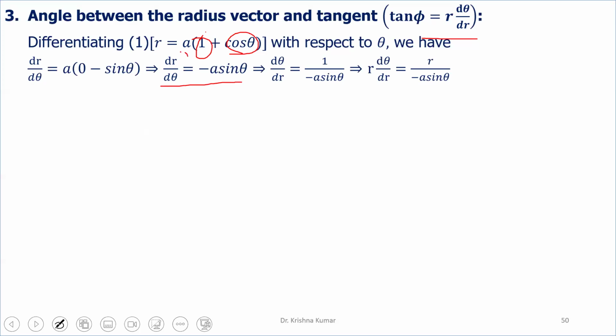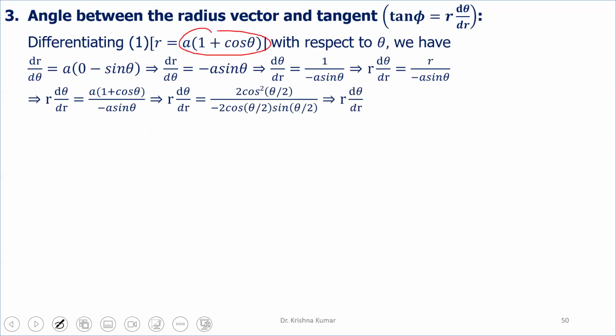And now if we interchange it, d theta dr, we have to reverse it because we have the relation r dr d theta. So d theta dr is equal to 1 upon minus a sine theta. And if you multiply by r on both the sides, r d theta dr is equal to r upon minus a sine theta. Again, the value of r is what? The value of r is a times of 1 plus cos theta. So this a will cancel.